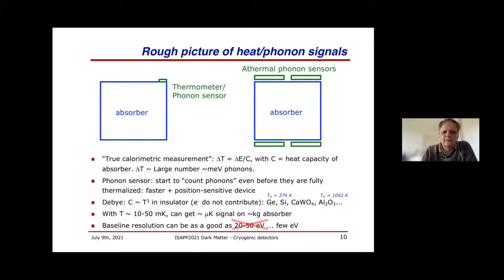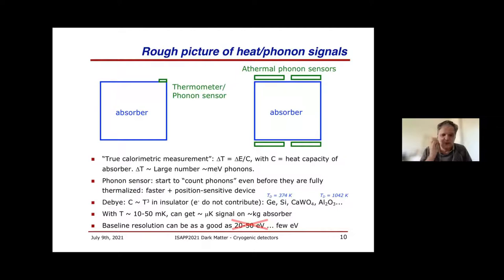So if you want to catch the phonons before they're thermalized, you need a detector whose ability to detect a signal will depend a little bit on how much surface it has. So they must have enough surface to catch phonons, but not too much to destroy the signal too soon.